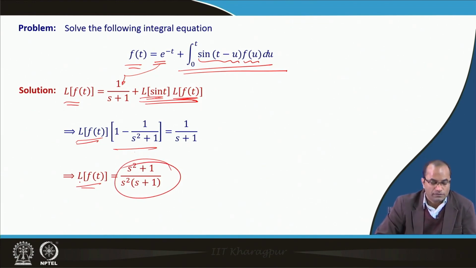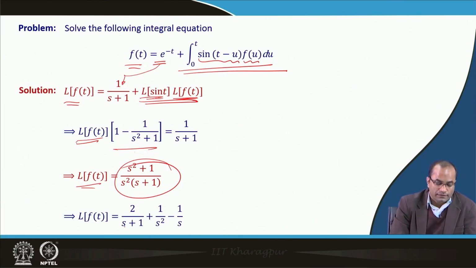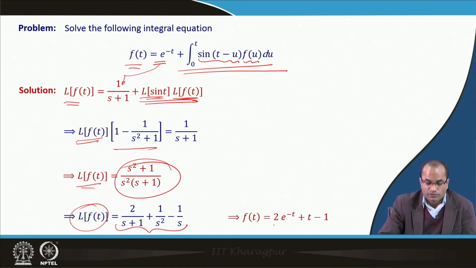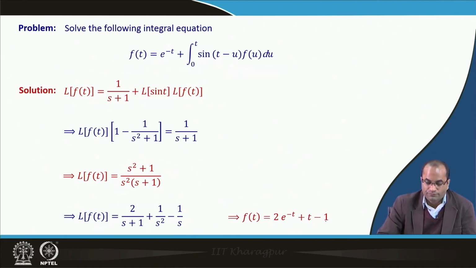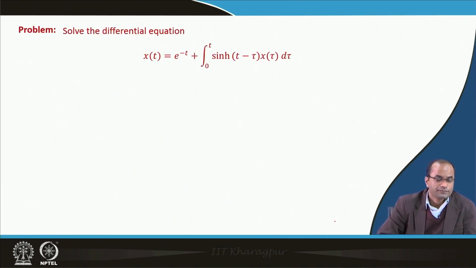which again can be inverted for the Laplace transform, and having these partial fractions, now we can take the inverse. So, it is 2e^(-t) from here, then t from here, and the 1 from the last term. So, we have 2e^(-t) plus t and then minus 1 is the f(t).